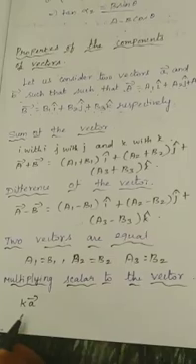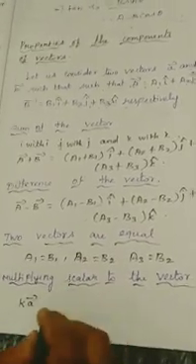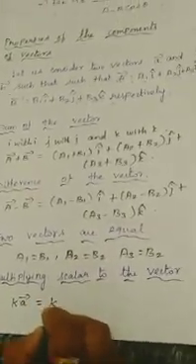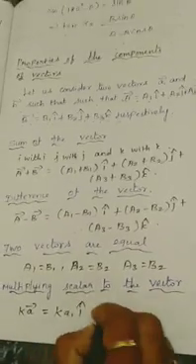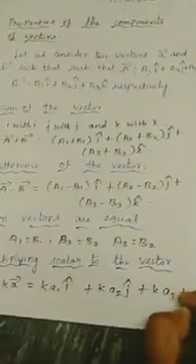Fourth property, multiplying a scalar to the vector. So multiplying a scalar to the vector, we need to multiply each term of the vector separately. So k a vector, where k is a scalar. So k a1 i cap plus k times a2 j cap plus k times a3 k cap.